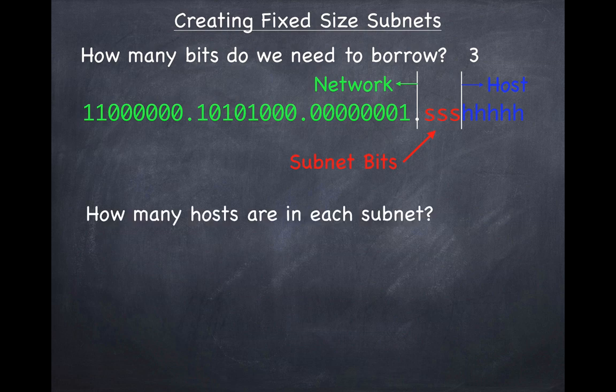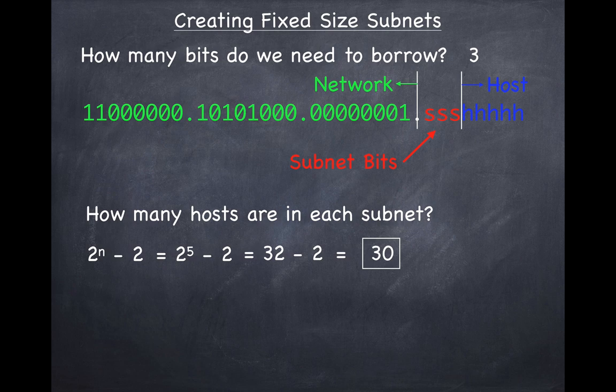The next question we sometimes ask is, how many usable hosts are there in each subnet? And the answer is, the formula we use is 2 to the n minus 2, where in this case n is the number of host bits we have. So this formula becomes 2 to the 5th minus 2. 2 to the 5th is 32 minus 2 means that we are creating 8 subnets, 5 of which we will use, and each of those subnets will have 30 hosts.